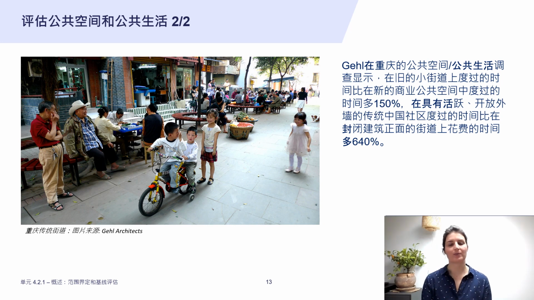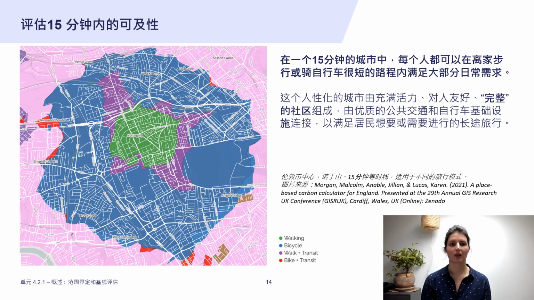640% more people were spending time in traditional Chinese neighborhoods with active open facades than in streets with closed building fronts. Another element to assess is proximity. It means understanding how easily people can have access to facilities and services within a certain distance. In a 15-minute city model, everyone in every neighborhood can meet most of their everyday needs within a short walk or bike ride from home.